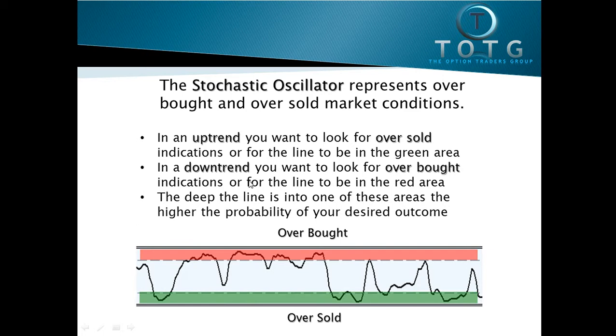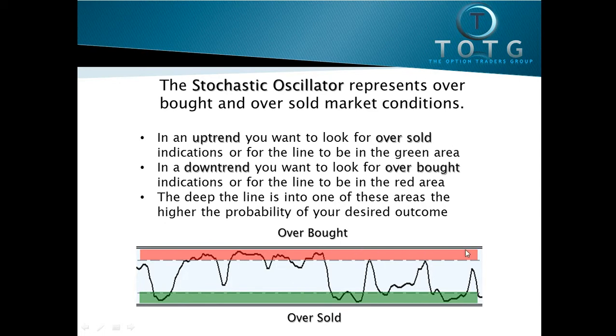So if you're in a downtrending market, you want to look for overbought indications, or for the line to be in the red area, like it is here, here, here, here, like those areas there. That is the overbought area. Now, the deeper the line is into one of these areas, the higher probability of your desired outcome. So that means you really don't want to be taking the ones that are in the white area.